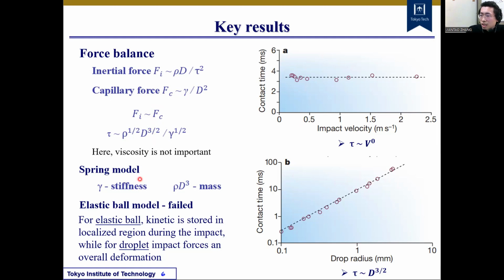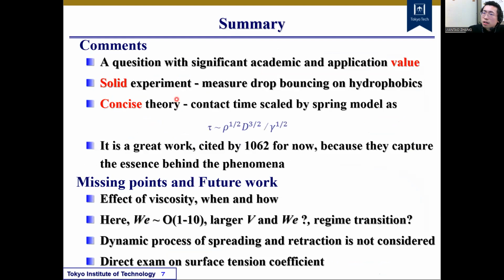Such a bouncing droplet can be seen as a spring model with the surface tension coefficient as stiffness, while an elastic ball model fails on this problem. This is because for a solid ball, kinetic energy is stored in a localized region during the impact, while for a droplet, impact forces an overall deformation. This is my comments.